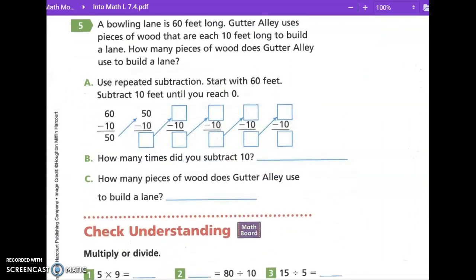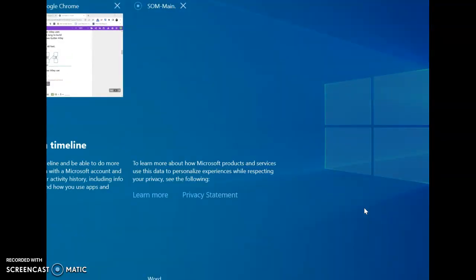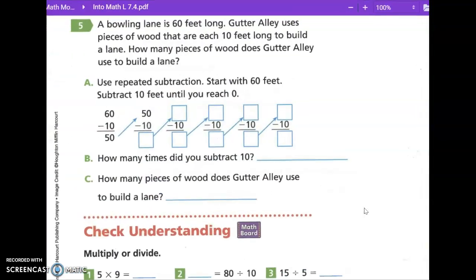Use repeated subtraction. Start with 60 feet. Subtract 10 feet until you reach 0. So they did 60 minus 10 was 50, and then they took that to the top of their next subtraction problem. So what is 50 minus 10? 40. So we're going to take 40 over here to the top of this. And 40 minus 10 is 30. We're going to take that to the top of the next subtraction.